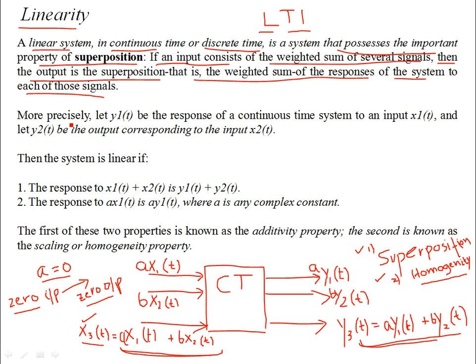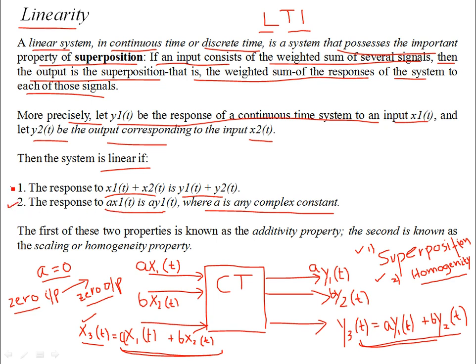So more precisely, let y1(t) be a response of the continuous time system to an input x1. Similarly, y2 be the output corresponding to x2. So you have over here x1, for x1 the output is y1, for x2 the output is y2. So if the system is linear, then the response to x1 plus x2 is y1 plus y2. Therefore, the weighted input a x1 gives a y1, where a is any complex constant. It could be real as well. Okay. So this second property is homogeneity.